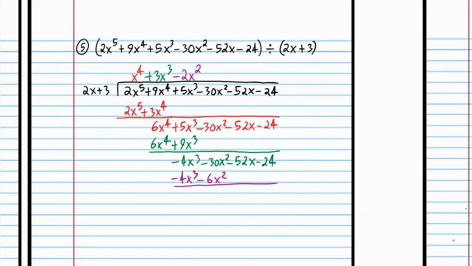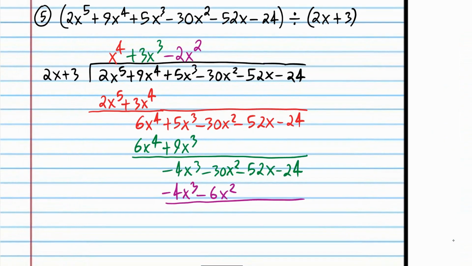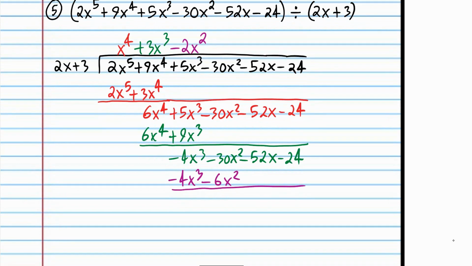And now we're going to subtract. These just go to 0. Be careful, we have a double negative here. Negative 30 minus negative 6 is negative 30 plus 6, which is negative 24. And then negative 52x minus nothing is negative 52x, and negative 24 minus nothing is negative 24.